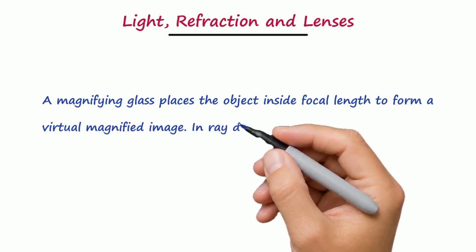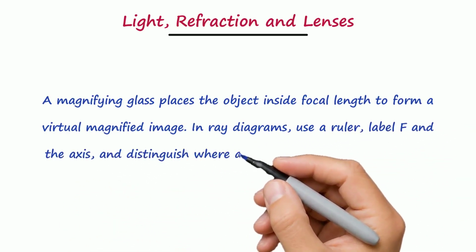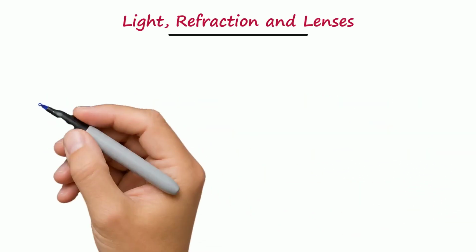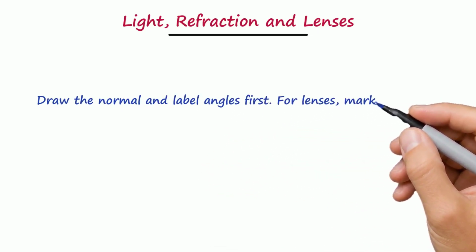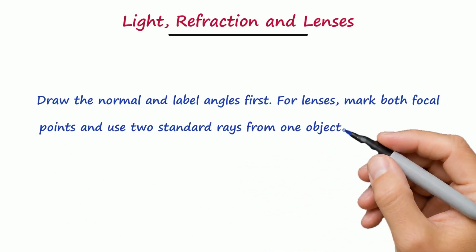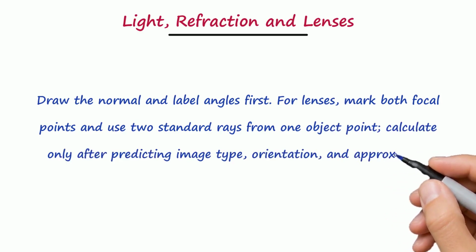In ray diagrams, use a ruler, label F and the axis, and distinguish where actual rays meet from backward extensions. Draw the normal and label angles first. For lenses, mark both focal points and use two standard rays from one object point. Calculate only after predicting image type, orientation, and approximate position.